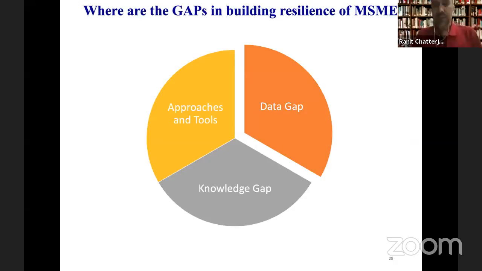Okay, so coming to the last part of it, where are the gaps in building resilience of the MSMEs? I am focusing on this part from my recent interaction with UNDRR on MSME resilience. We had a consultation meeting in Bangkok, and three major areas came out. One is the data gap, the second is the knowledge gap, and the third is the approaches and tools. These are the three main heads that came out in the discussion, and I would like to share what the problems have been in each of them.